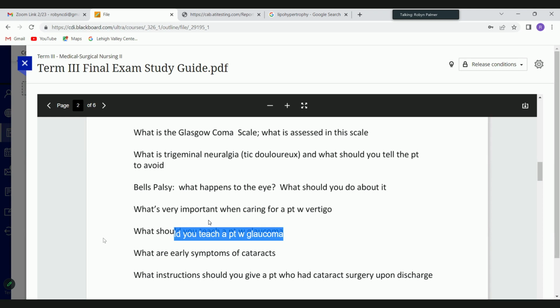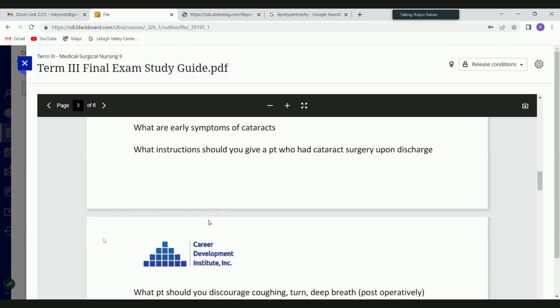That's not true. Okay. What are some early symptoms of cataracts? Blurred vision, fuzzy vision, hazy vision, right? Cloudy. What's clouding of the lens, right? We have that, remember that kind of white patch over the lens of the eye that you can see.